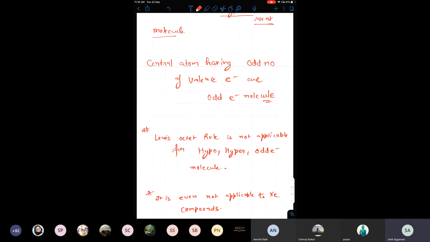Because Lewis के हिसाब से xenon को compound formation नहीं करना चाहिए. According to Lewis, xenon should not form compound as it already has complete octet. Could you repeat? According to Lewis, xenon should not form compound as it is a noble gas and it has complete octet. Right? Yeah, okay, sir.